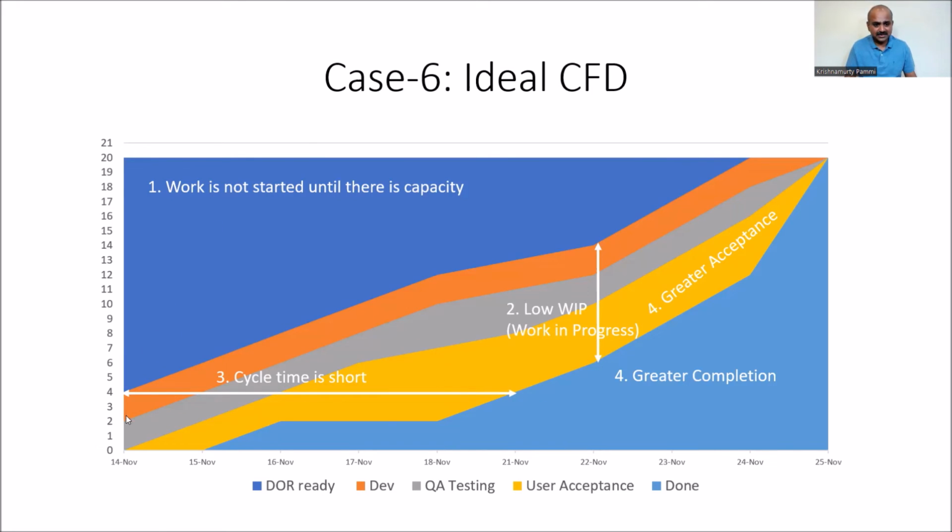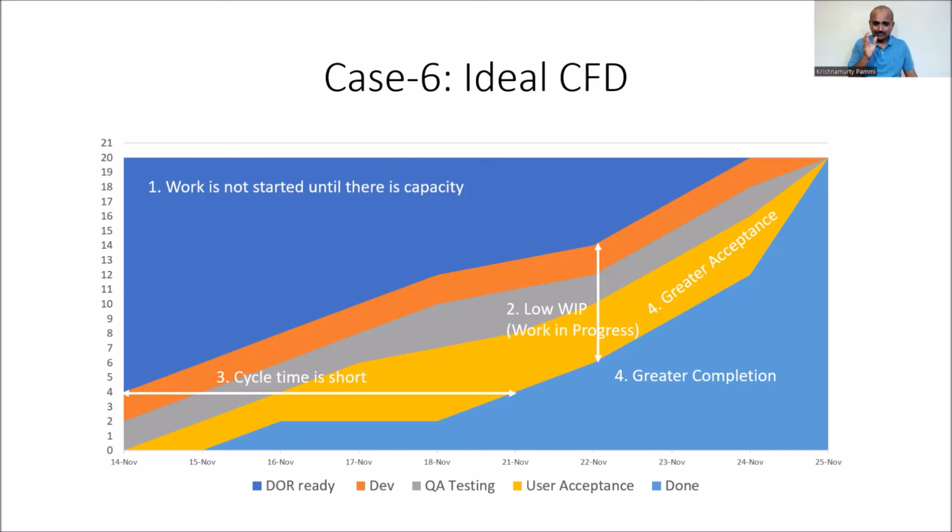Here, if you see, this feature comes here, right? This feature comes here. So cycle time is also very short. And then there is greater completion here, right? People are expecting features not at the end of the sprint, but from the 2nd day onwards, so from the 3rd day onwards they are seeing those live features in production. So this is how the ideal CFD should start.